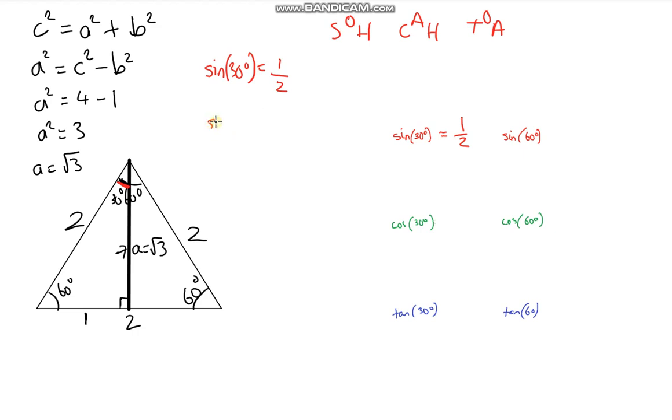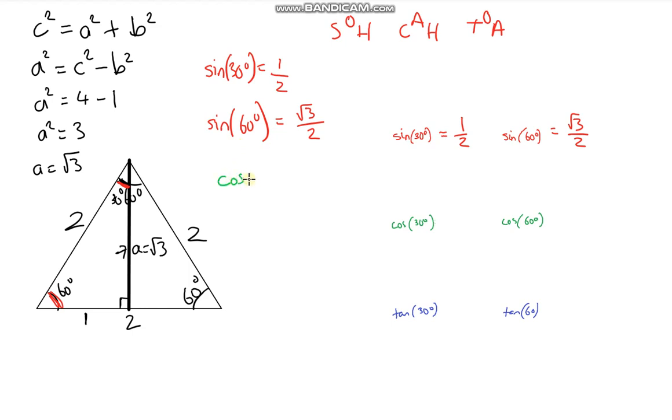Now let's have a look at the sine of 60 degrees. This time we're going from the 60 degree angle here. So opposite is root 3, and the hypotenuse is 2. So the sine of 60 degrees is root 3 over 2. Now if you want to pause the video and have a go at these ones here, you can. Okay, I'm assuming you've paused the video now.